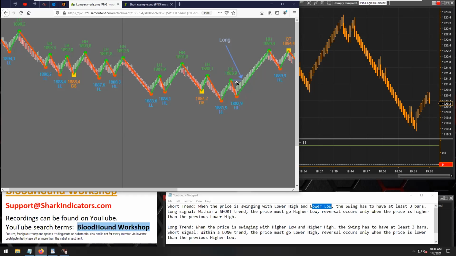Once price reverses, the long signal occurs within a short trend, but price must make a higher low, right? So we see that we have a lower low down here, and then we get a lower high, but we also need a higher low to occur. A long signal cannot occur off of a lower low. It needs to happen off of a higher low.